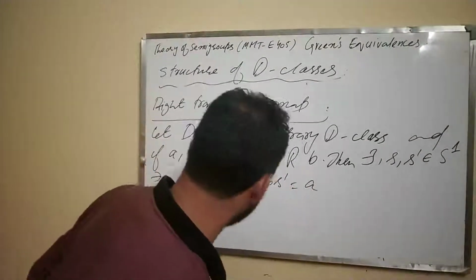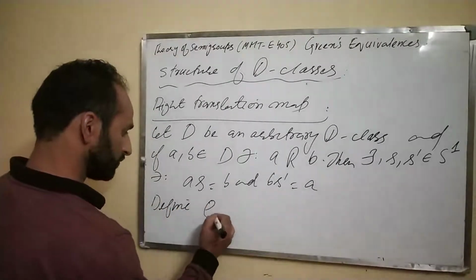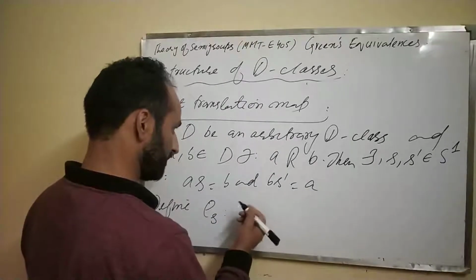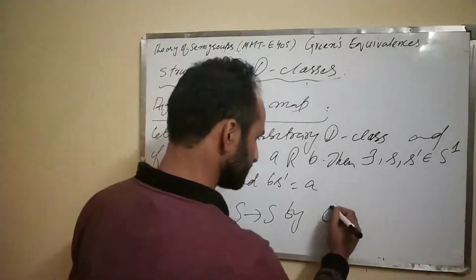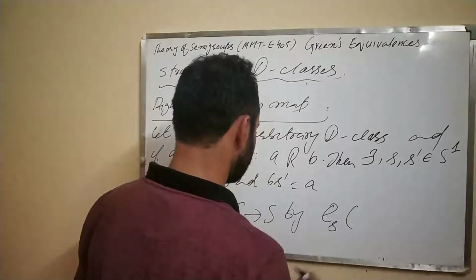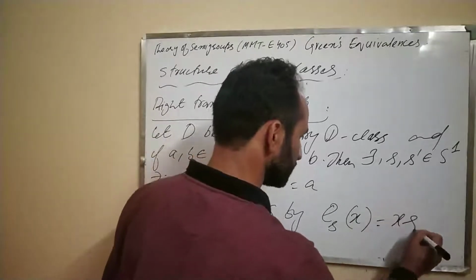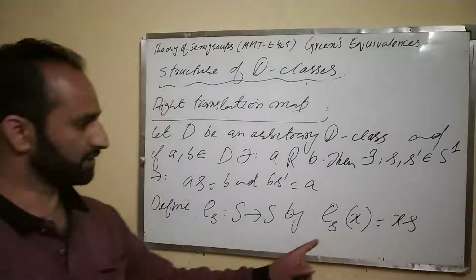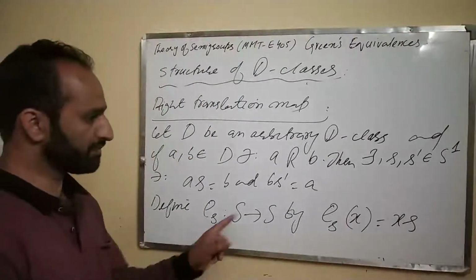Now let's define a map. Define rho S from S to S by rho S of any element, say X, equal to XS. X is an element of S. S is also an element of S. XS. So then this rho S maps A onto B.